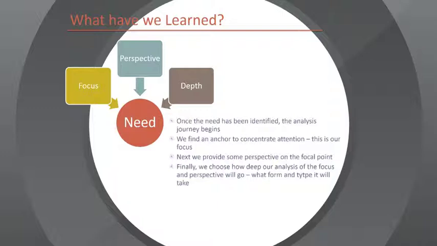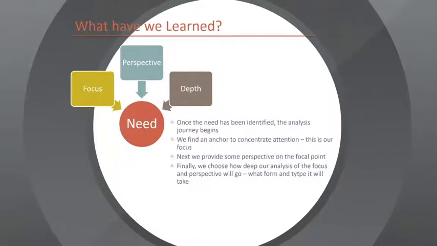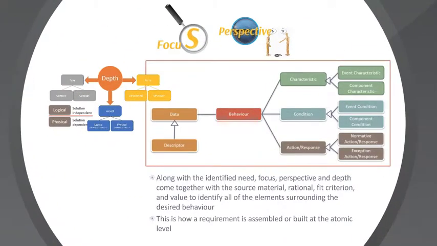Once the need has been identified, the analysis journey begins. So we find our anchor, that's our focus. Next, we provide some perspective to that focal point, and then finally we choose how deep the analysis will go. And we start to assemble our requirement. Along with the identified need, focus, perspective, and depth, they all come together with that source material, rationale, fit criterion, and the value to identify all those elements that are surrounding the desired behavior.